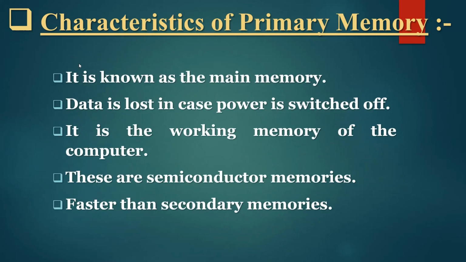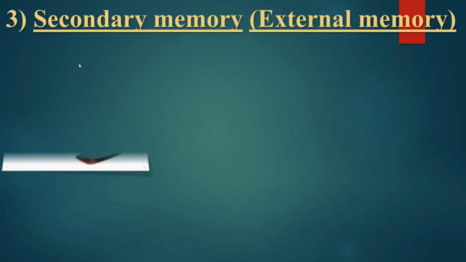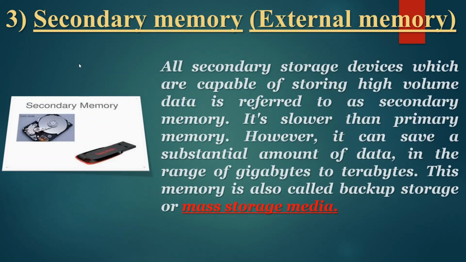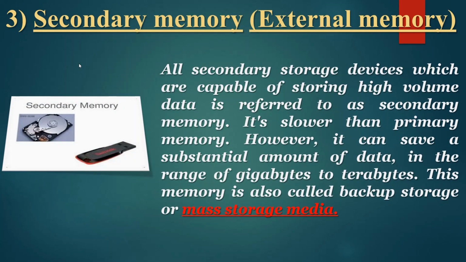Now move towards the secondary memory, also known as external memory. All secondary storage devices which are capable of storing high-volume data are referred to as secondary memory. It is slower than primary memory. However, it can save a substantial amount of data, in the range of gigabytes to terabytes. This memory is also called backup storage or mass storage media. A mass storage device is any storage device that makes it possible to store and post large amounts of data.